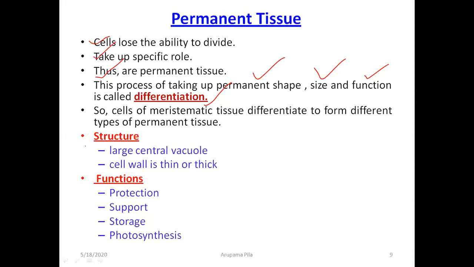Then come to structure. How is the structure of permanent tissue? In their structure, a large central vacuole is present and the cell wall is thin or thick. Central vacuole, what is their function? Their function is to give support, strength. So permanent tissue, they provide support and strength to the plant. And their cell wall, it may be thin, it may be thick. Then come to the functions. What is there in general? Their function is to provide protection, support, storage, and to do photosynthesis.